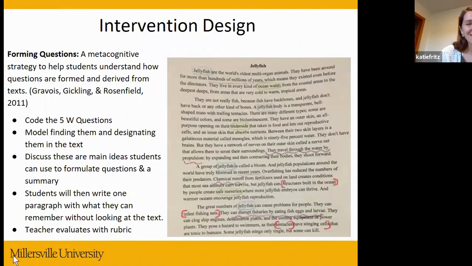The intervention design we decided to work with is called forming questions. Basically, this is a metacognitive strategy that helps students understand how questions are formed and derived from texts. A lot of times, even when kids read texts, they're not sure how to pull out the main idea. They're not sure where the questions come from. They don't know how to prepare for a test because they're not sure what you're going to ask.